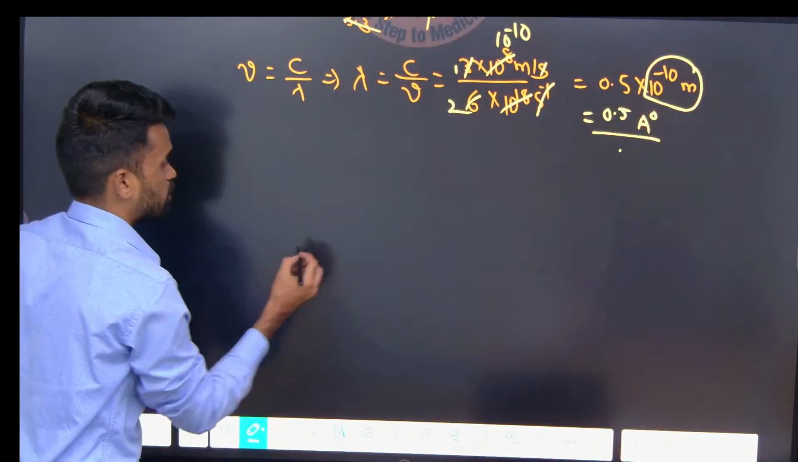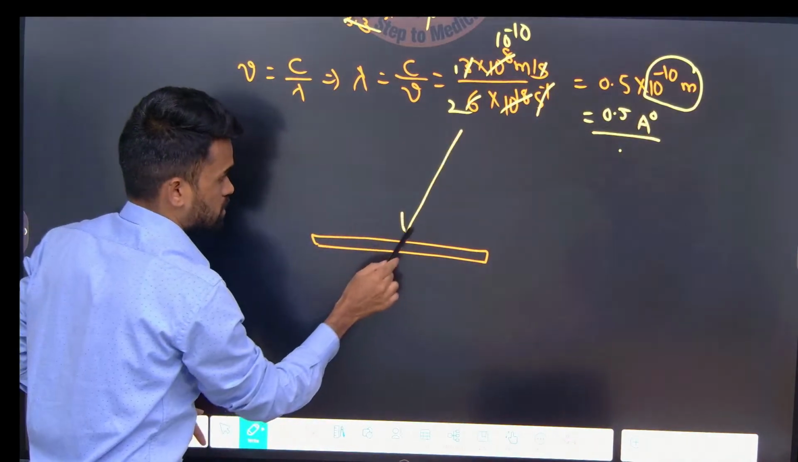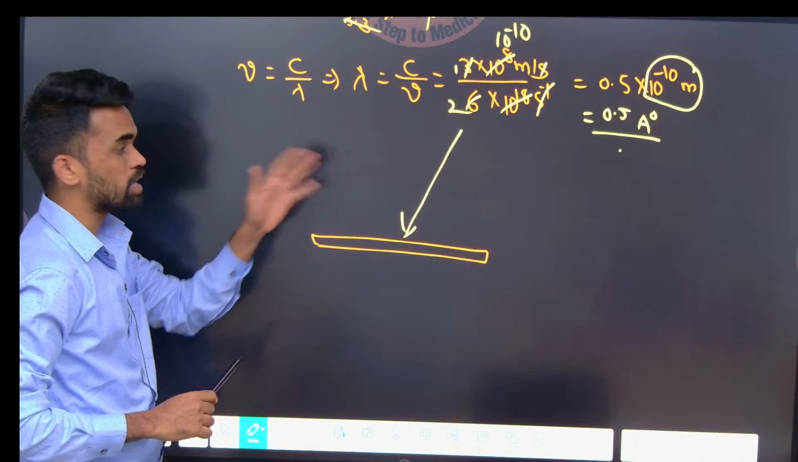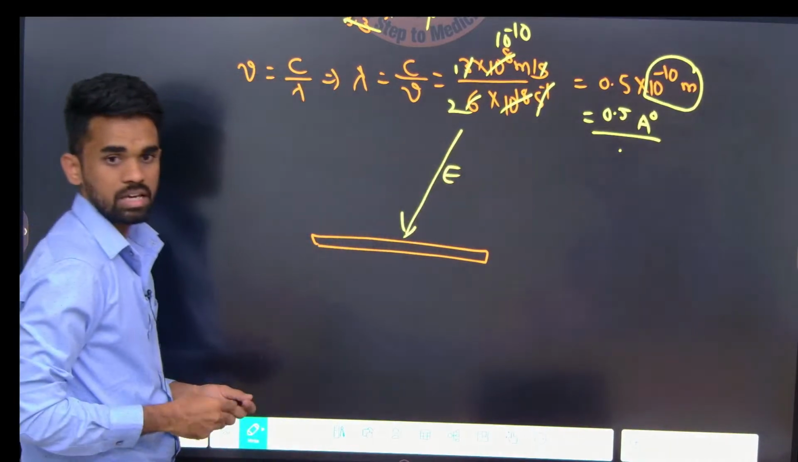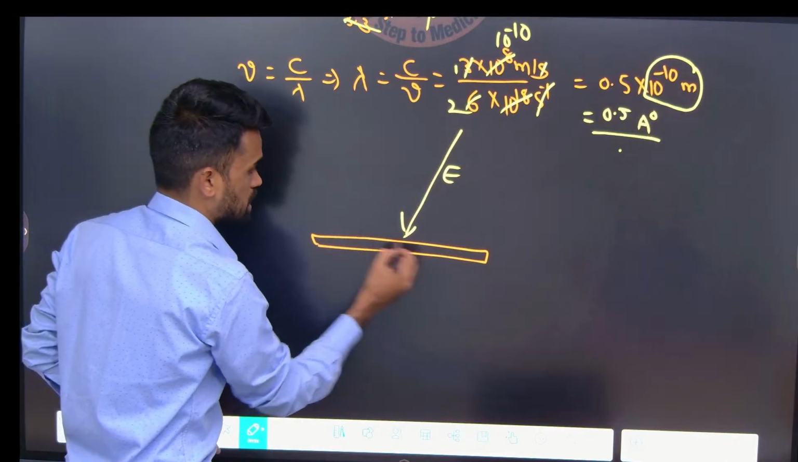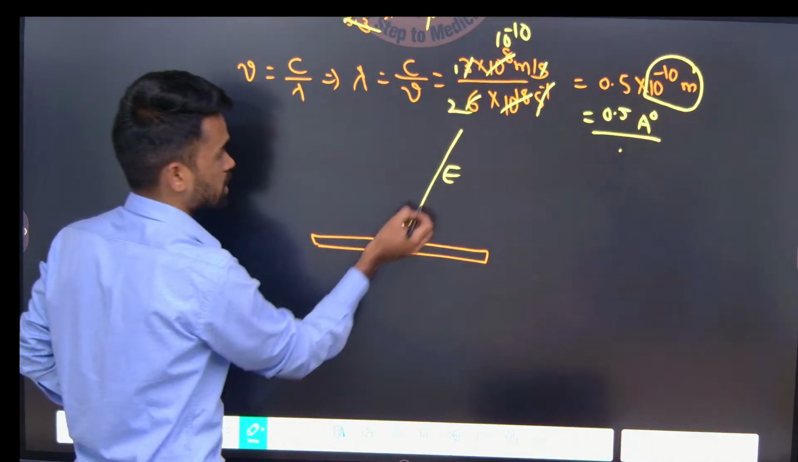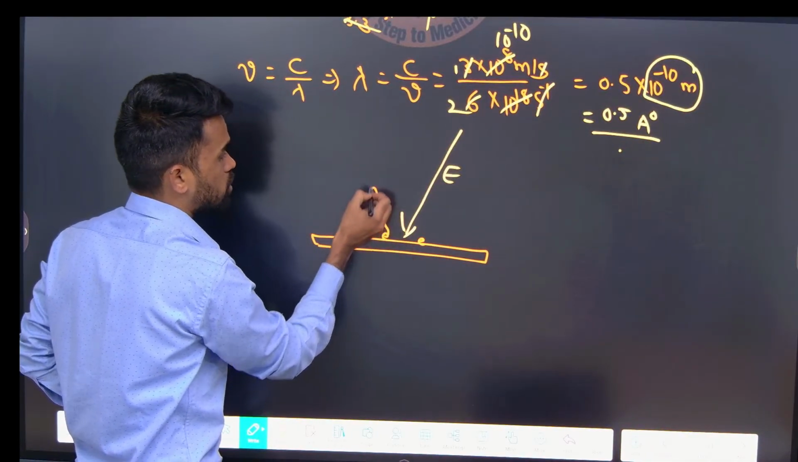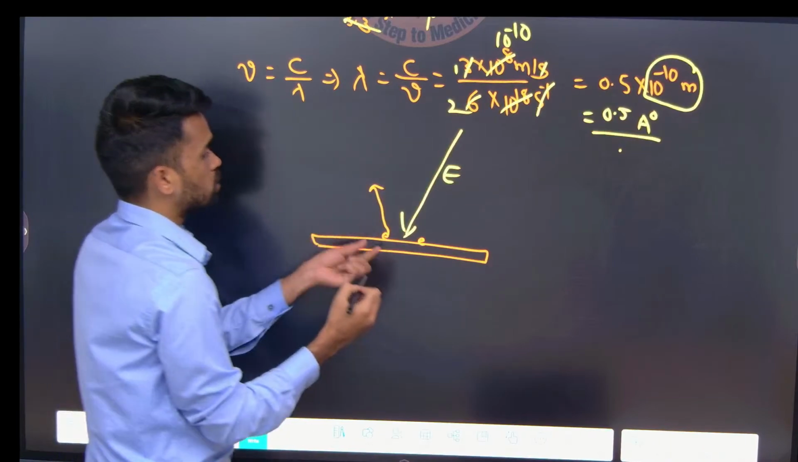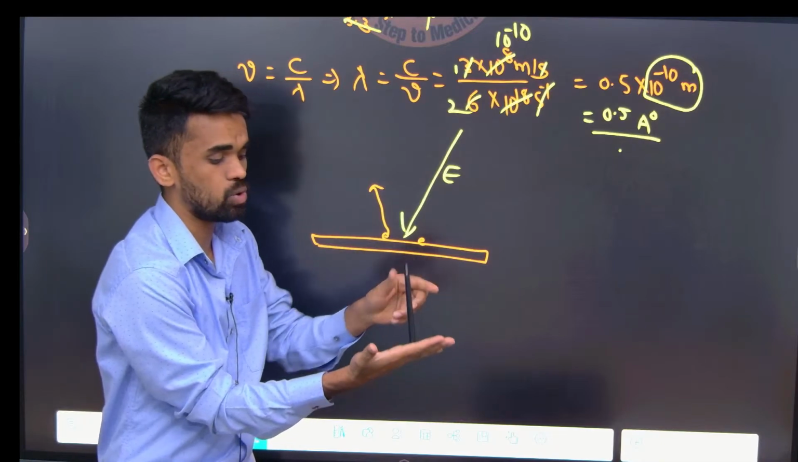Okay, so first of all, if this is a metal surface, what happens? Some energy will be incident, that is what we call incident energy. So let us indicate incident energy with E. Now what happens? This metal surface contains some electrons, the metal atoms contain electrons. So when a suitable amount of energy is incident on this, ejection of electron takes place.